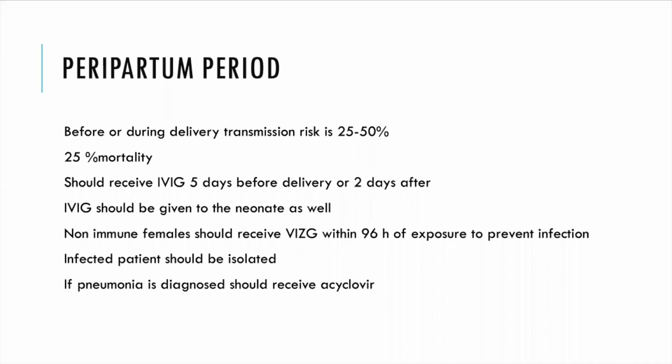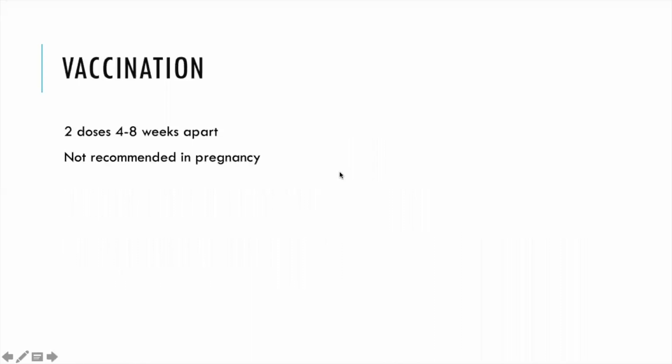Infected patients should be isolated. If pneumonia is diagnosed, they should be admitted and receive acyclovir. Vaccination is usually 2 doses, 4 to 8 weeks apart, and it's not recommended during pregnancy. So if you do serology for a woman before she gets pregnant, she should have the vaccination and contraception for at least 2 months, and then she can plan to get pregnant.